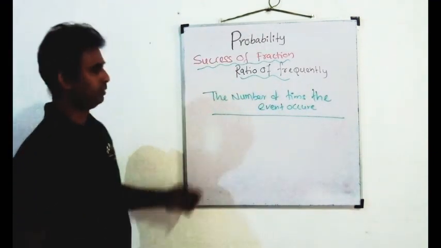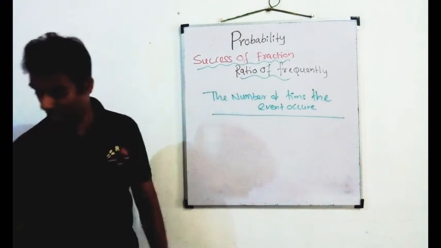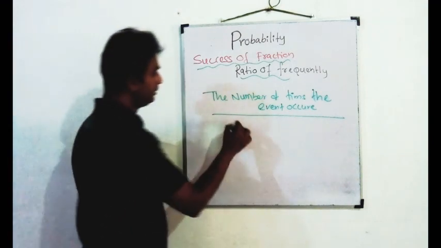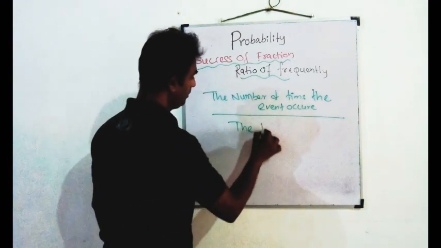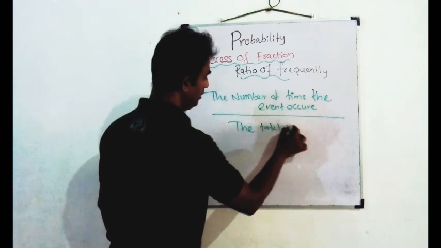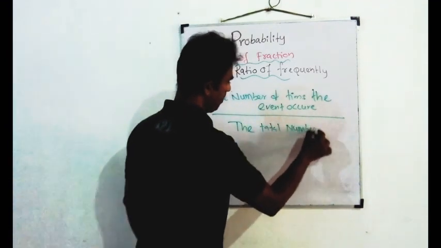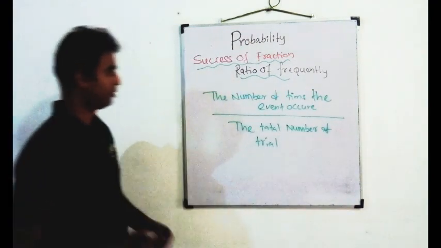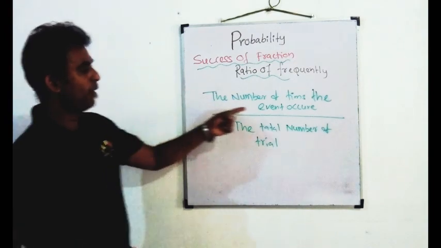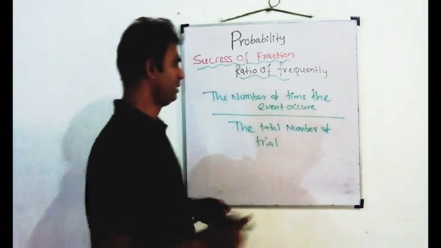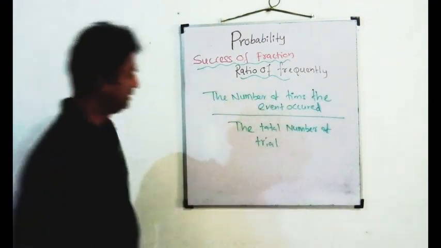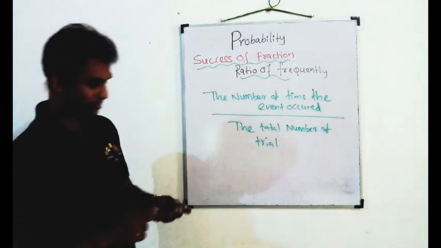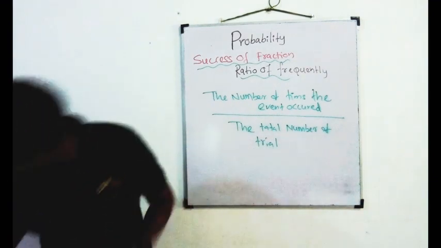above the line. Below the line, we divide by the total number of trials. The number of times the event occurred and the total number of trials. Right? This is a wording here, trials.